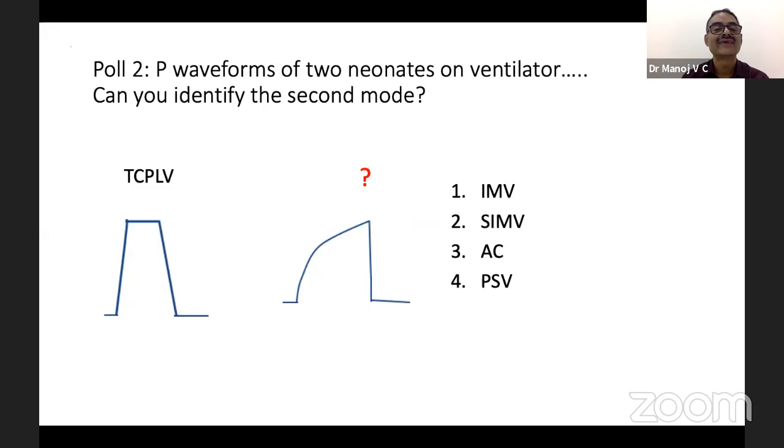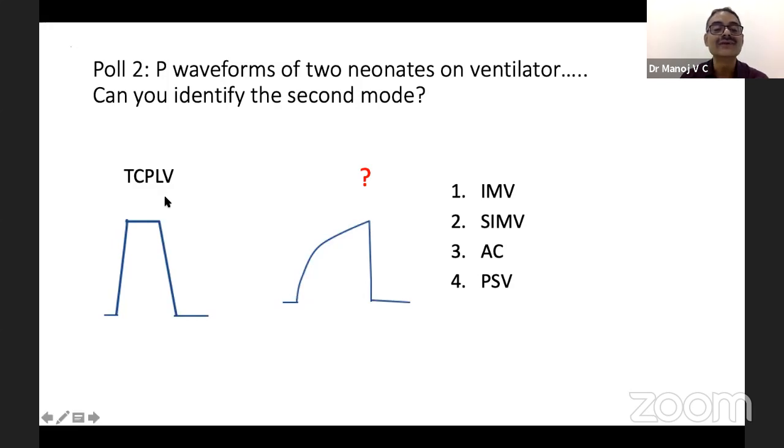Now, let's have another poll. So you understood the piston valve closes and the pressure starts building up, and when the piston valve opens, the pressure falls. So you get a curve. It is always a positive deflection that you get in a mechanical ventilator. It is a negative deflection later on; I'll just briefly tell you in a baby's breath.